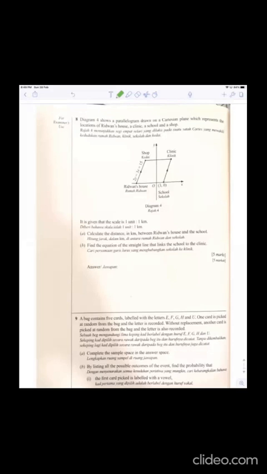Hi, let's see question 8. Okay. Diagram shows parallelogram on a Cartesian plane which represent locations of everyone's house, clinic, school and shop. So this is the house, school, clinic, shop. Calculate the distance in km between V1 house and the school. That means these two, house and school.